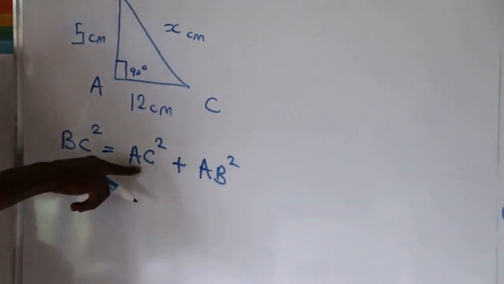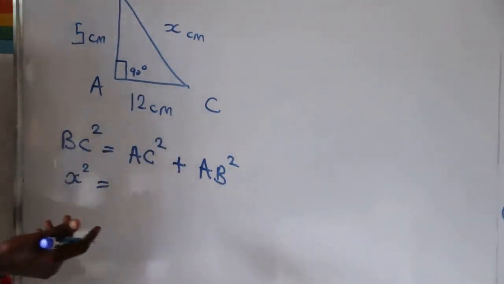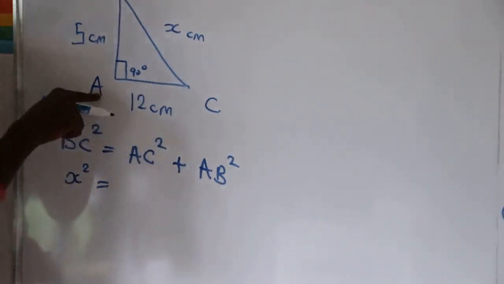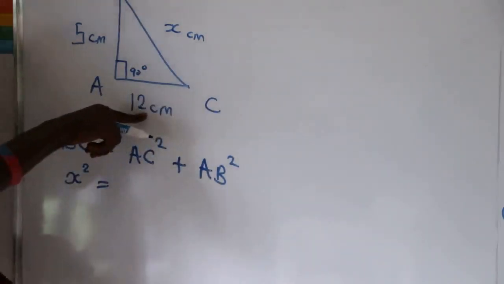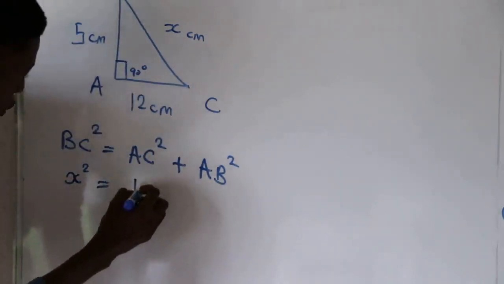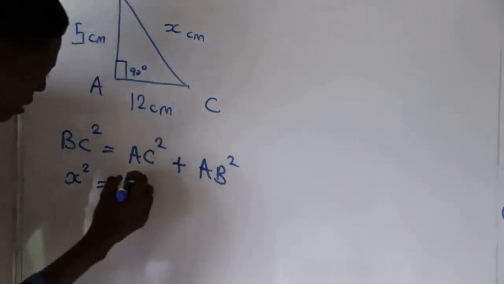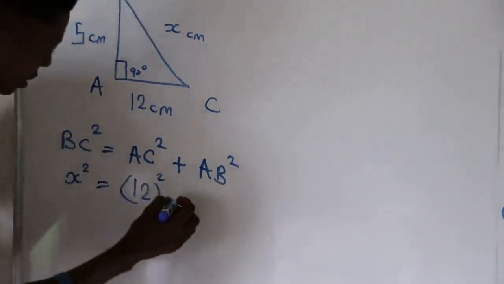Now, the next one here is AC squared. You ask yourself, what is AC here? This is line AC. And what does AC stand for? AC stands for 12. You bring it out. 12. Remember your square. Square it. Your addition sign.